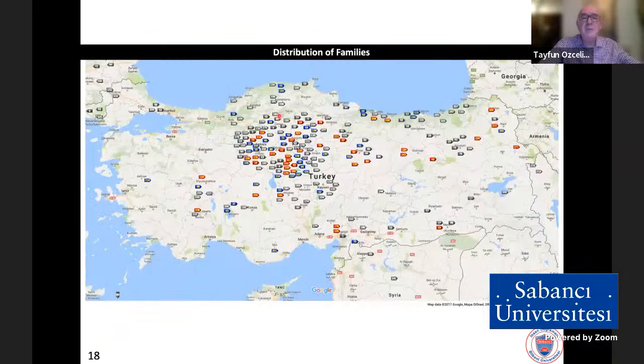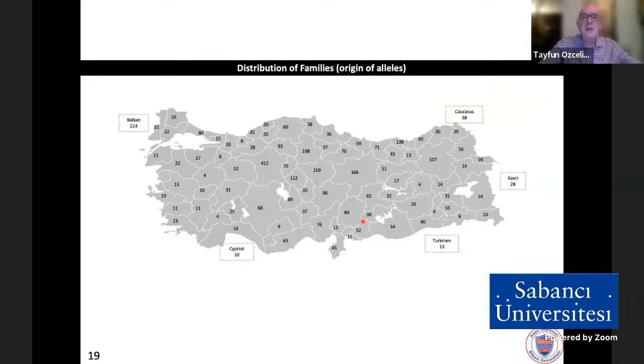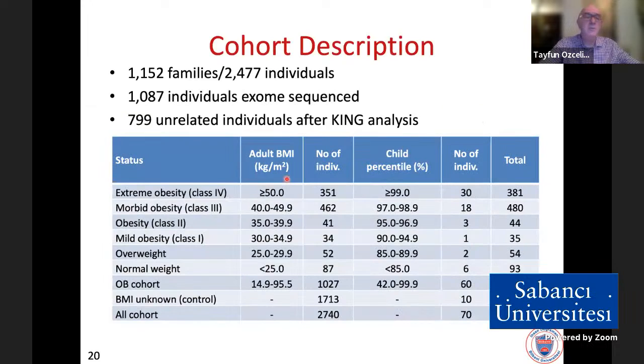So we have families from all over Turkey. In fact, these are the provinces of the country, and the number of alleles coming from each province in Turkey. So we have 412, for example, alleles from Ankara, or 80 from Istanbul, and in fact, all of the provinces, all of the cities are represented in our cohort to study the genetic basis of obesity.